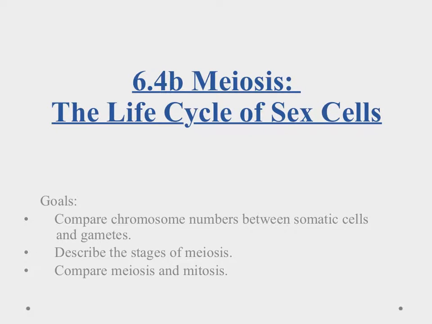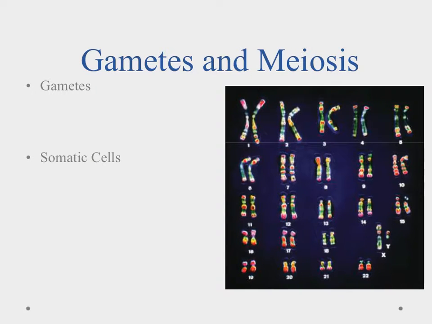In here we will talk about the life cycle of sex cells. So first we will be comparing chromosome numbers between somatic cells and gametes. We'll also describe the stages of meiosis, and finally we'll compare meiosis and mitosis. So let's talk about chromosomes.